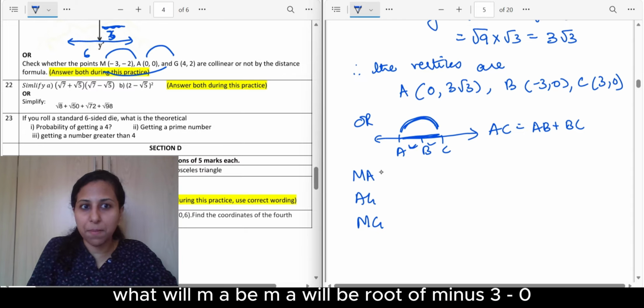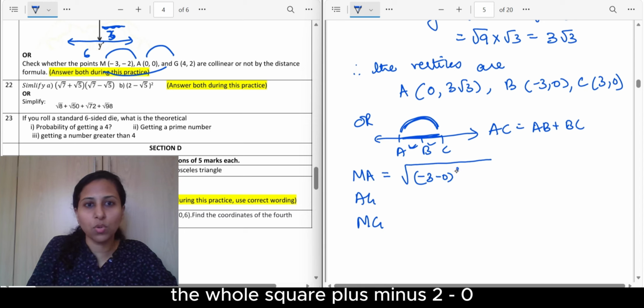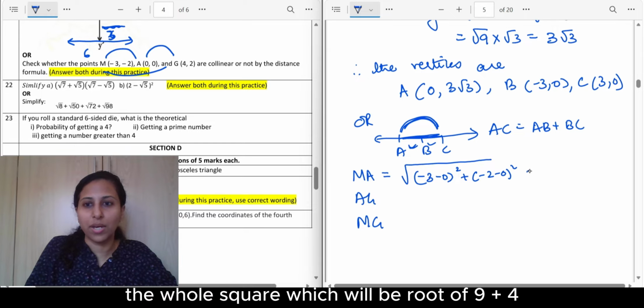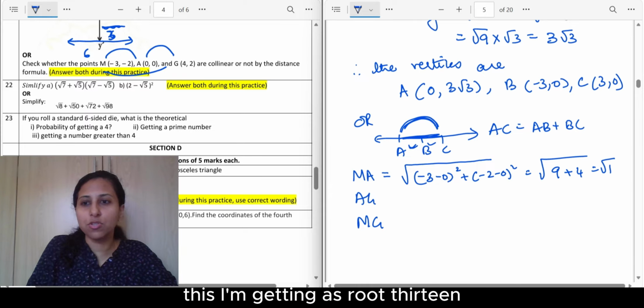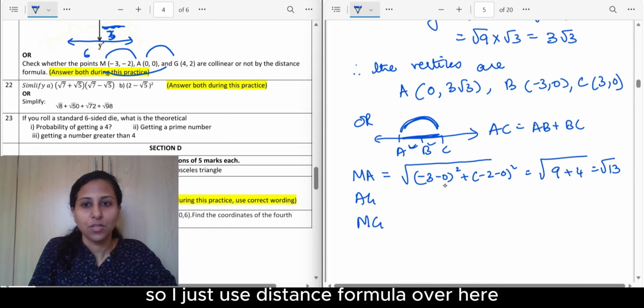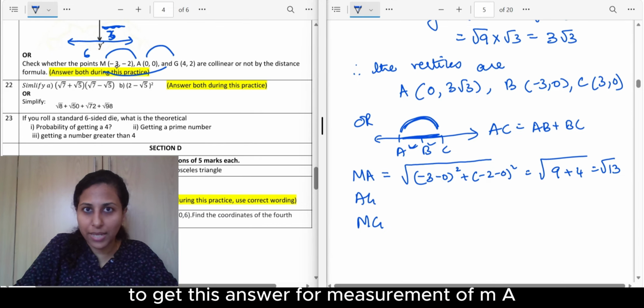What will MA be? MA will be root of minus 3 minus 0 the whole square plus minus 2 minus 0 the whole square, which will be root of 9 plus 4. This I am getting as root 13. So I just use the distance formula here to get this answer for the measurement of MA.